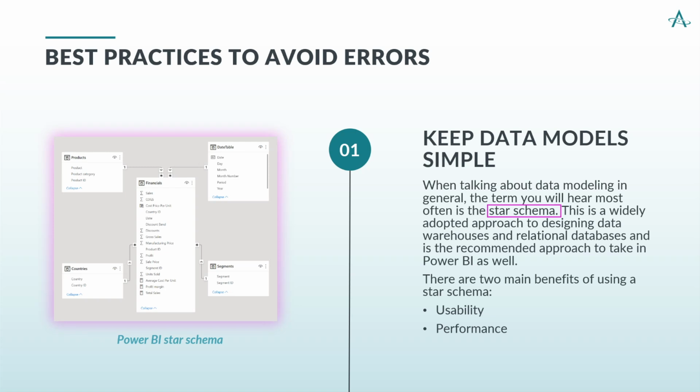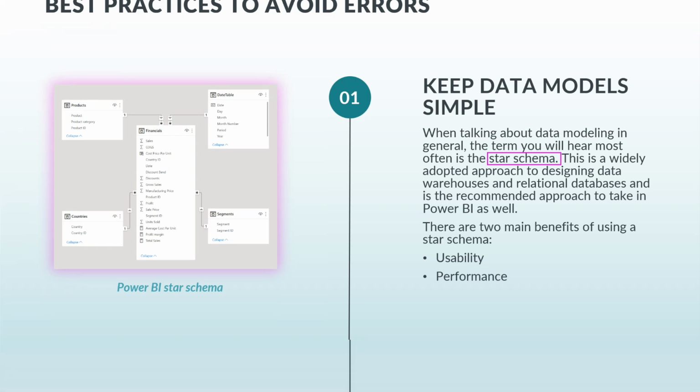There are two main benefits of using a star schema. Usability. A star schema makes your data model cleaner and more organized, and your report will be easier to use. Performance. Star schemas allow you to easily scale your report to very large volumes of data. DAX measures also calculate faster, and the Power BI report refreshes faster overall.